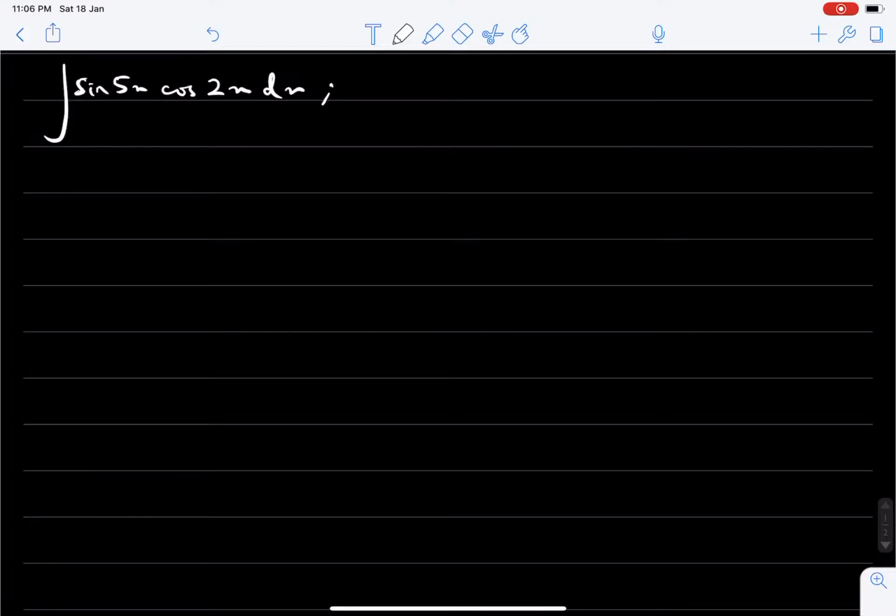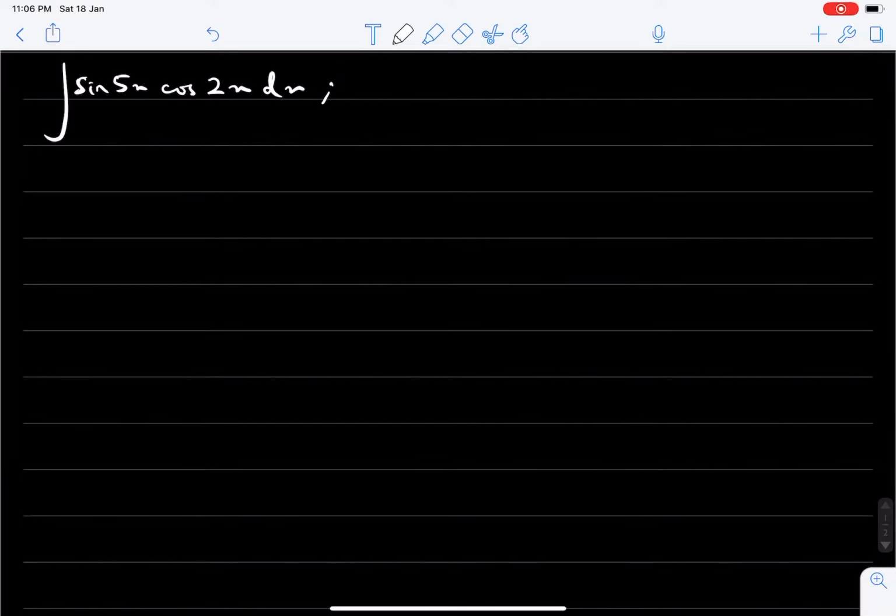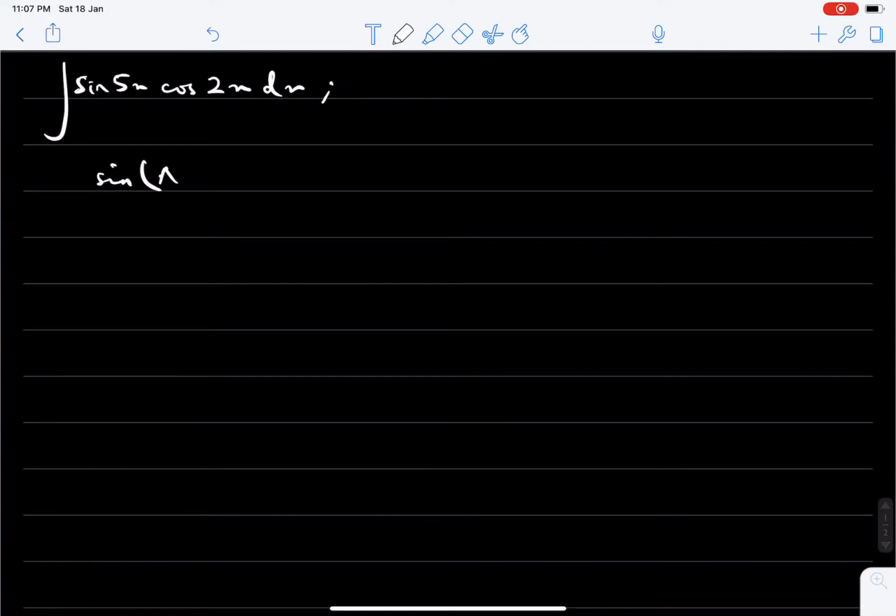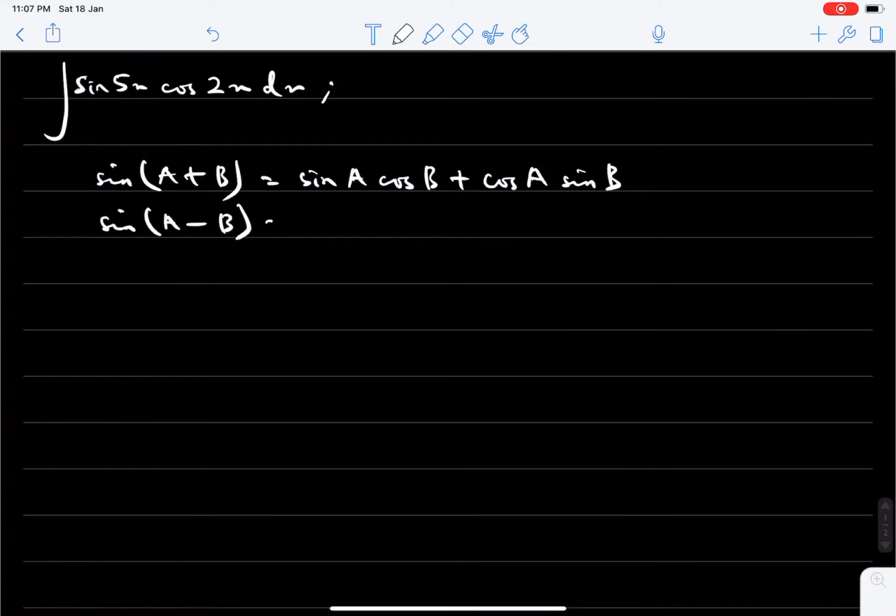Before we do that, let's remind ourselves of this formula. The sine of a sum of angles, sine A plus B, is the same as sine A cos B plus cos A sine B, and the sine of a difference of angles is the same as sine A cos B minus cos A sine B.